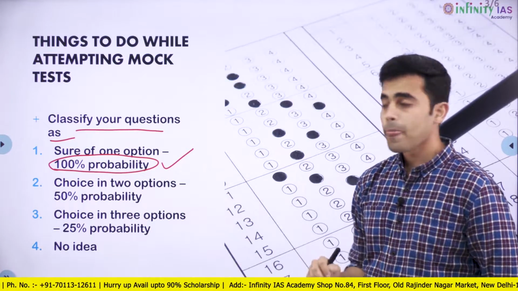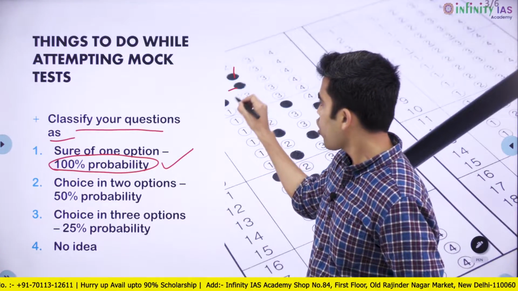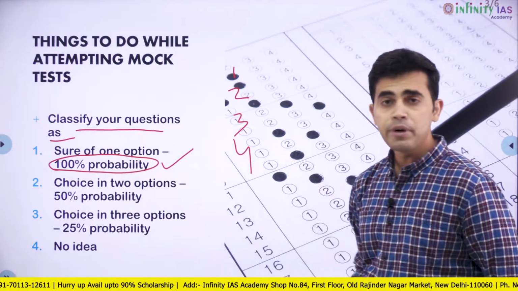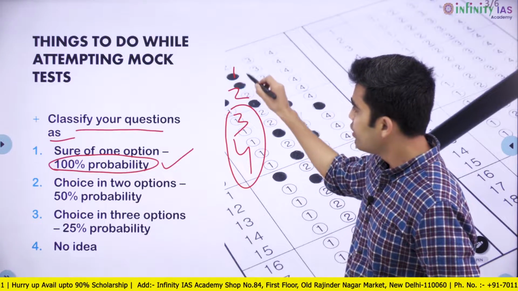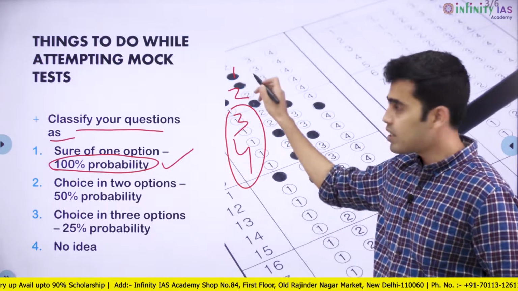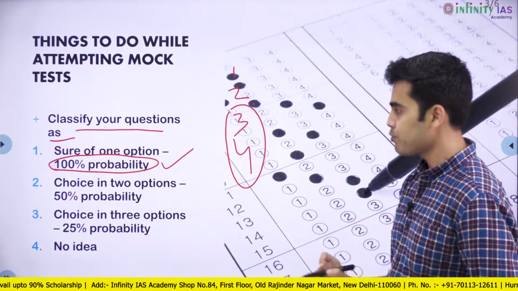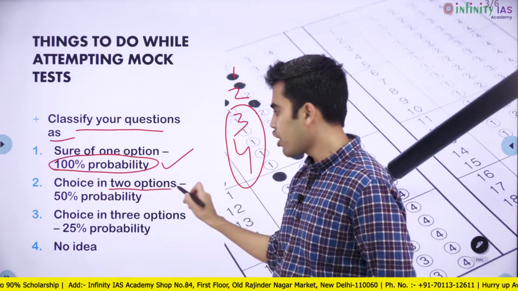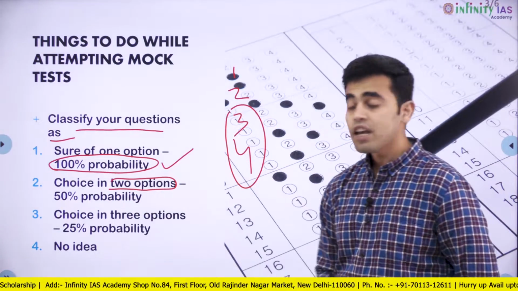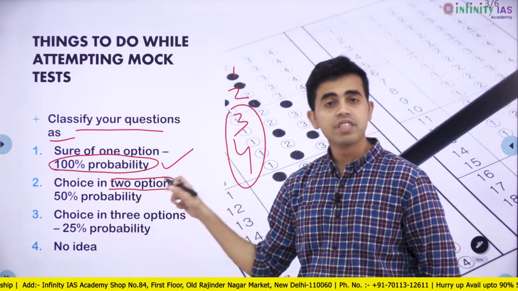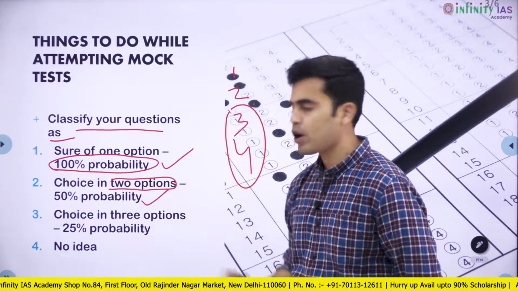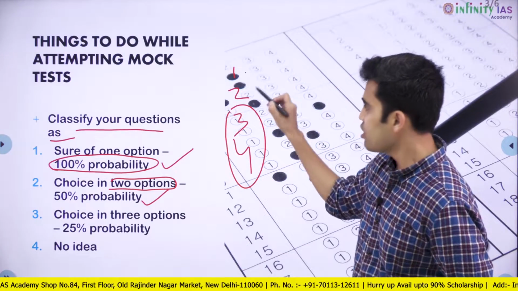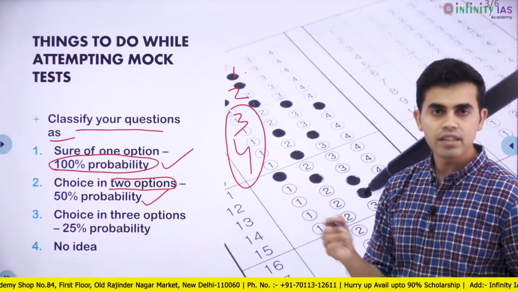Next category. In the 4 options, we are able to eliminate 2 options, but we are not sure which one of the 2 options that are left is the right answer. So we have a choice in 2 options. What is the probability of this question being right? It is 50%. Either this can be right or this can be right.